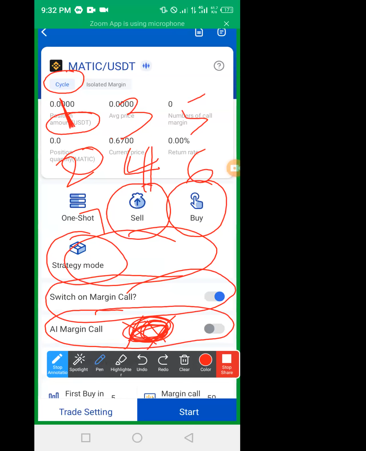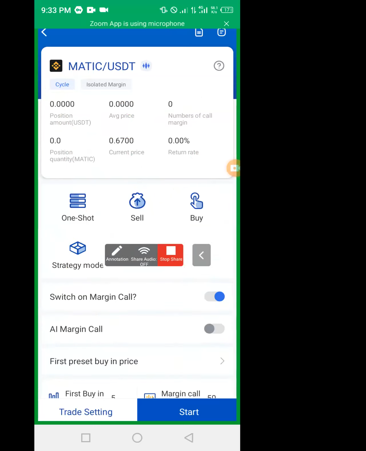So this switching on margin call, it means if you have told it to buy multiple times, many times, always switch this on. If you switch it off, even if you have told it to buy, you in the settings, you put buy 5 margin calls and you did not switch on the margin call switch, it will not buy. Okay, I continue.